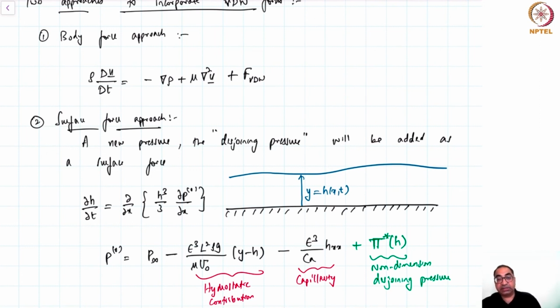So, what we will see in the next lecture is to start with the evolution equation of the thin film with this van der Waals disjoining pressure, and we will do a linear stability analysis of this thin film. We will see the role of this extra term, primarily the van der Waals term, the Hamaker constant and so on, in the stability analysis of this thin film.